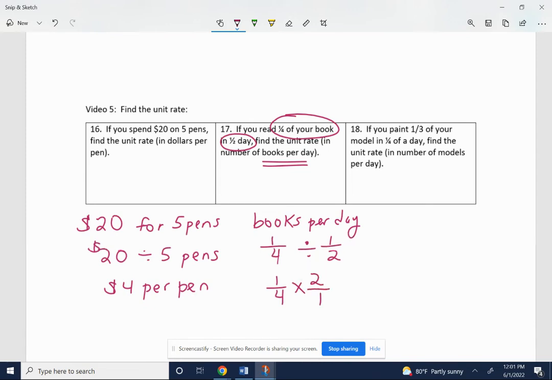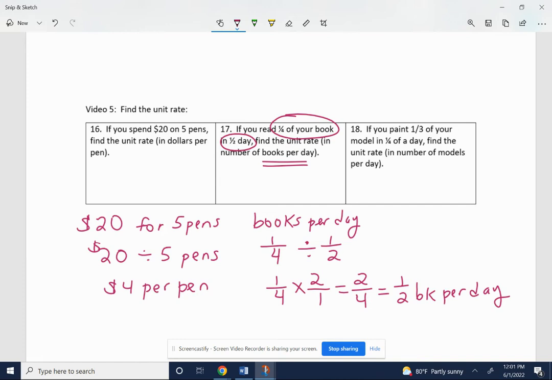Maybe you guys learned KCF. Copy, change, flip. Multiply the tops, multiply the bottoms. Once you have a multiply problem, you just multiply the tops and multiply the bottoms. You get 2 over 4. 2 over 4 reduces to a half. So if you read 1/4 of a book in half of a day, that means you would read 1/2 of a book per day. So again, for these problems, I would just think about per means divide.